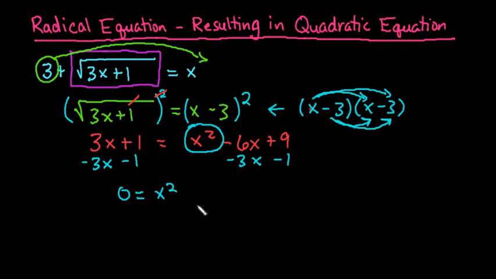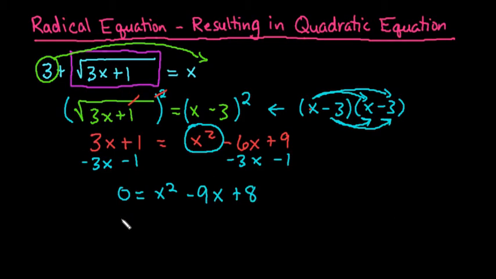So we end up with x squared minus 9x. And then 9 minus 1, remember that we sum them if they're the same sign. So 6 plus 3 is 9. They're both negative, so we would keep the negative. 9 minus 1 gives us positive 8.